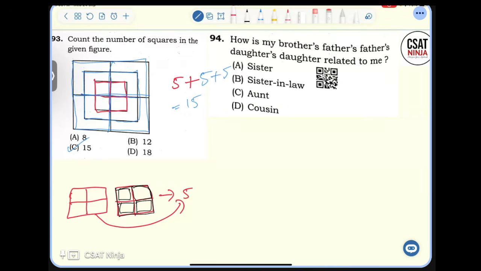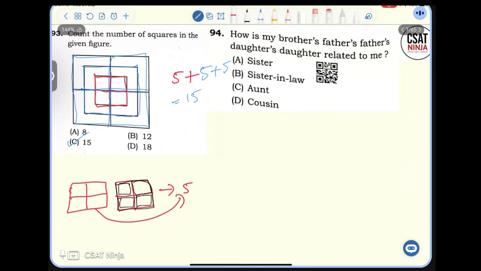Okay. Question number 94. How is my brother's father's daughter related to me? It's a blood relation question. I'll start with this. My brother's father. That means this is you. I'll just write me here.